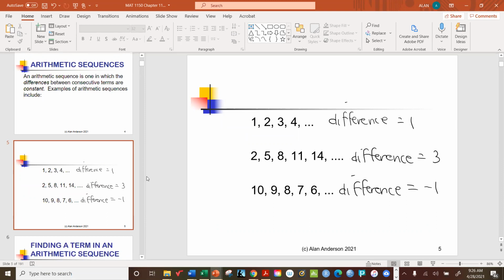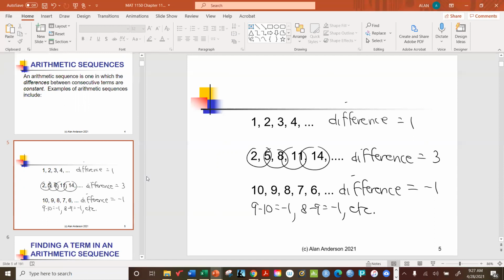Any number will do. But once we've gotten that starting point, then it's important to note that each term that follows has the same difference with the previous term. So in the second case, the difference here, for example, is 3, 3, 3, 3, etc. Down here, you can see that the numbers are going down. And so the difference between each consecutive term is -1. So for example, here 9 minus 10 is -1. 8 minus 9 is -1, etc.